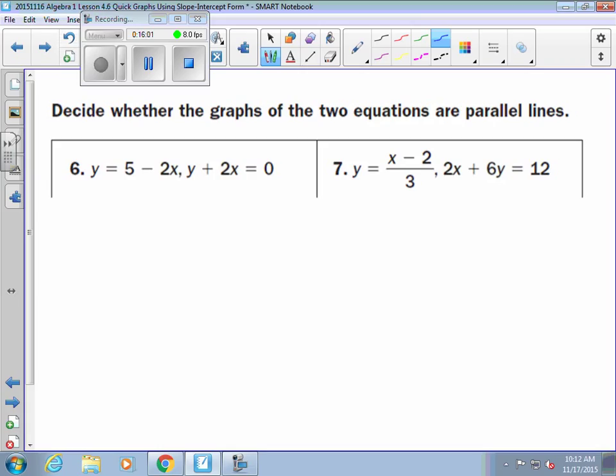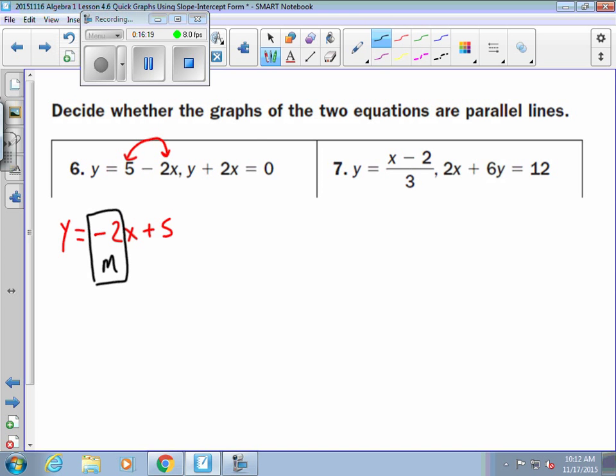So the first equation, to get it to where you can see the slope, it already has y by itself. You just have to reorder these two. Y equals negative 2x, positive 5. And you can see what your m value is for that one, negative 2.